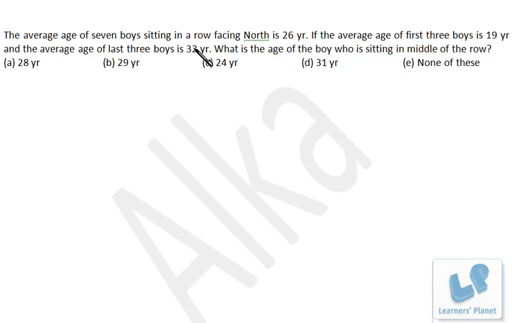If you wish to go manually, you can do it like this: 26 into 7, that is the total age of the 7 boys. Out of this, the total age of the first 3 boys and the total age of the last 3 boys must be deducted to get the correct answer, right? Alternatively, we assume the average age of each boy is 26. This is an assumption, right?